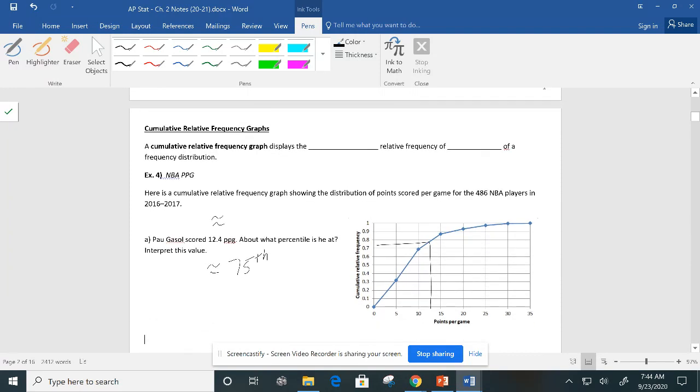Next thing that we have to talk about is what's called a cumulative relative frequency graph. A cumulative relative frequency graph displays the cumulative relative frequency of each class of a frequency distribution. There's an example. If you want to try it on your own, you can do that. But we're going to look at this example in class dealing with the NBA points per game. See if you can do it though. And then when we get in class, we'll take a look at it.